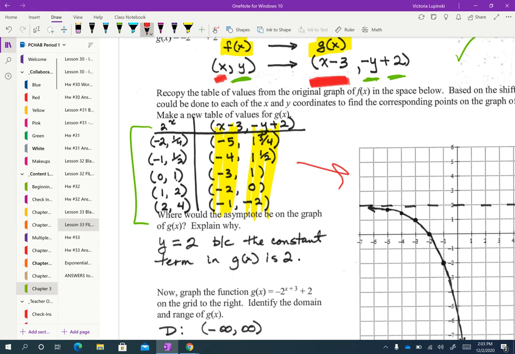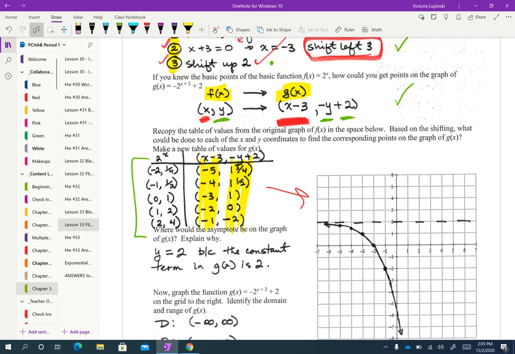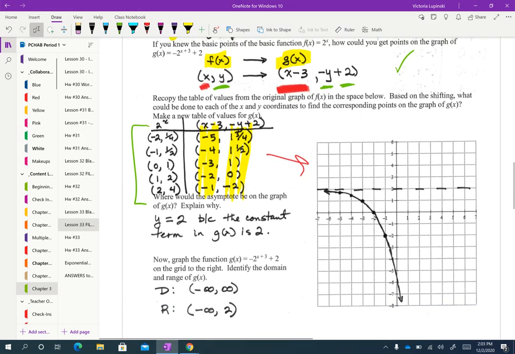Normally, the graph, of course, with a base of 2, you would assume that that was growth, but because of the reflection, that's why it looks like decay. Where is the horizontal asymptote? Well, the horizontal asymptote comes from the big +2 on the outside. Domain is always all real numbers.